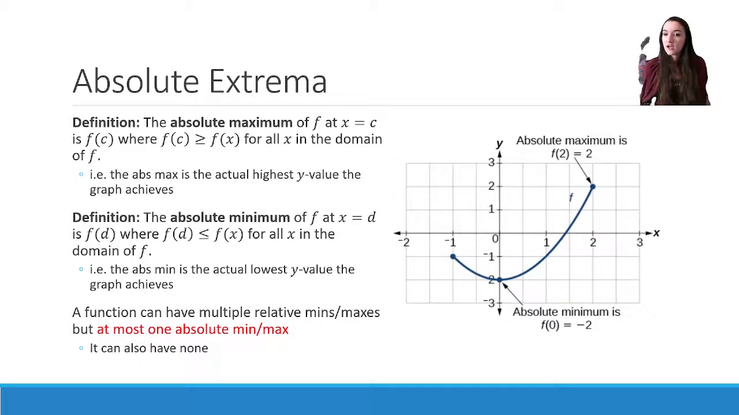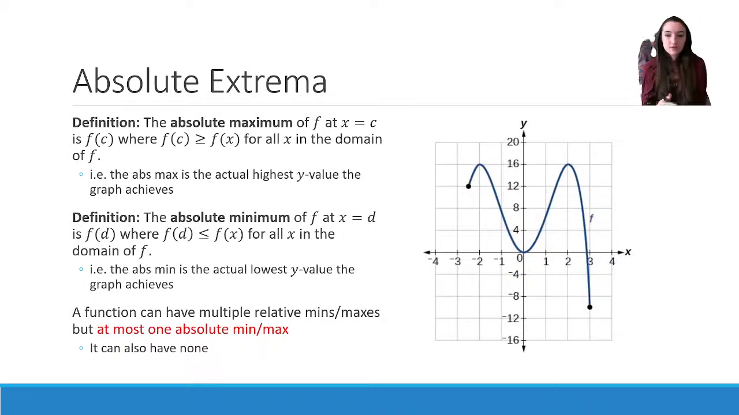So a function can have multiple relative mins and maxes, but at most one absolute min and max, because that's the end points to its range. It has one on the left, one on the right. Maybe, at most, it might have none of those.